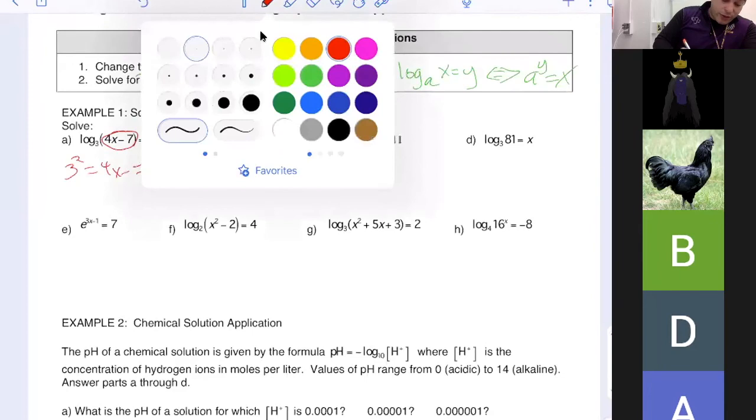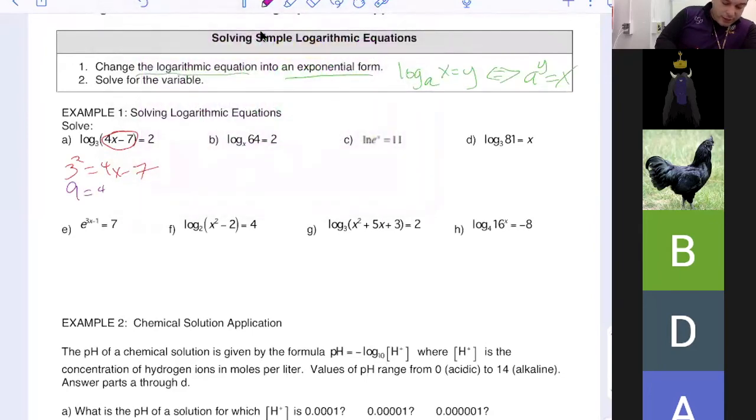And 3 squared we know is just 9. Plus 7 on both sides, 16 is equal to 4x. Divide by 4, x is equal to 4. We would not be able to answer that question if we left it in logarithmic form. But by changing it to exponential form, it's a much easier question.